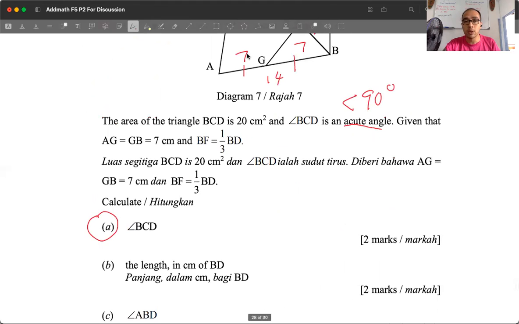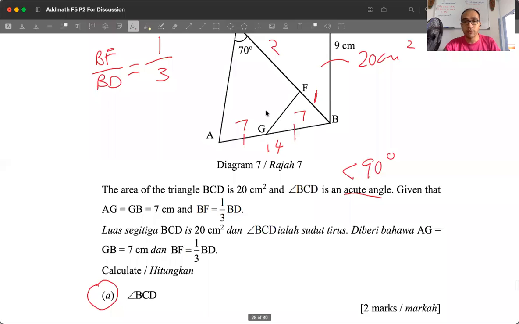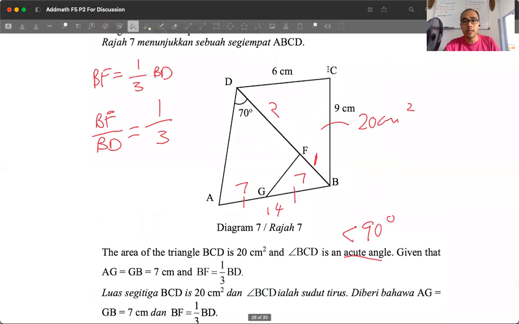Okay, a good habit is always to put down all the information that you can into the diagram first so that you know what you need to find. Okay, so BCD, you're given BCD and then this angle is the one you want to find. Okay, and you're given the 2 sides and the angle and you're given the area.